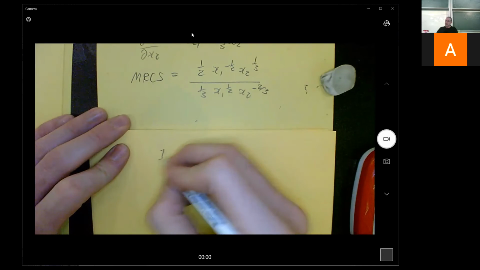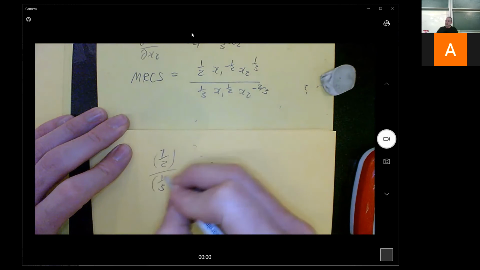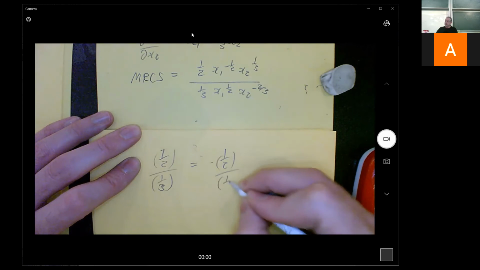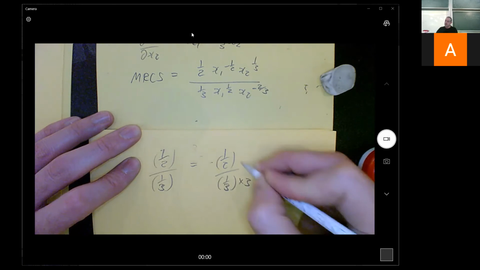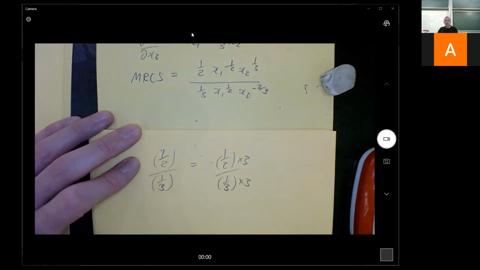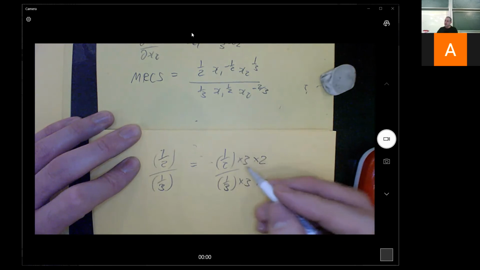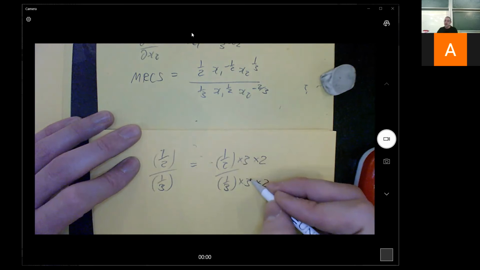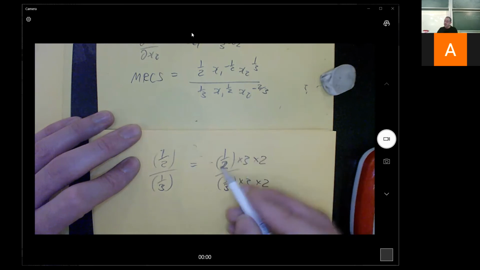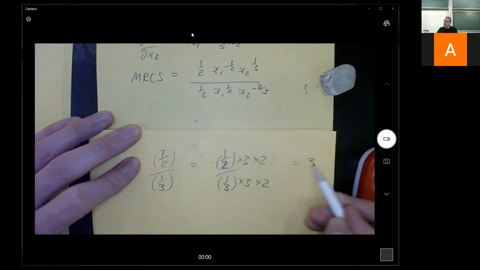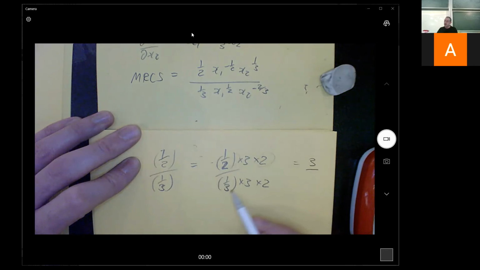That's okay. A half divided by a third is the same as, if I multiply this by 3 and this by 3, which I'm allowed to do with fractions, then the half times the third times 3 is 1. And if I do the same with the half, a half times 2 is 1 and 1 times 3 is 3. And a third times 3 is 1 and 1 times 2 is 2.